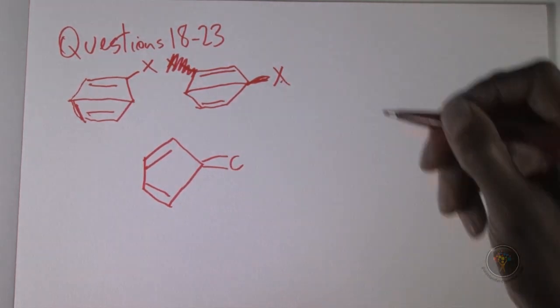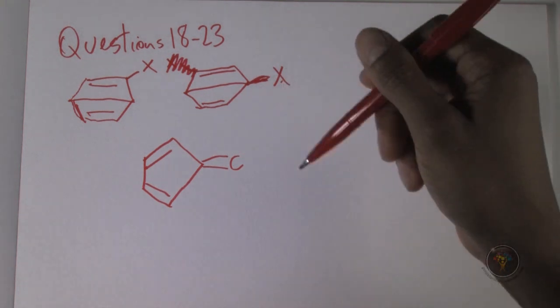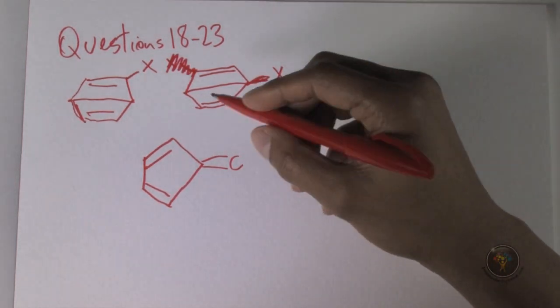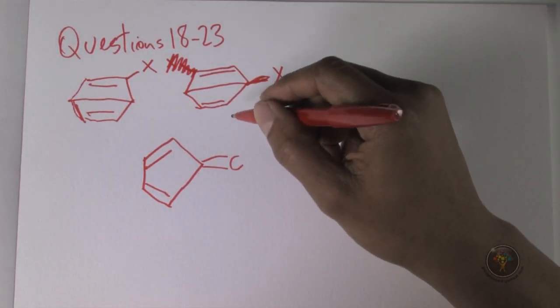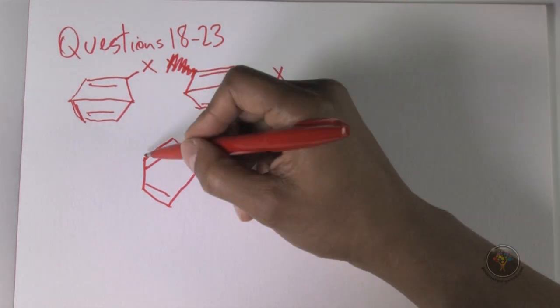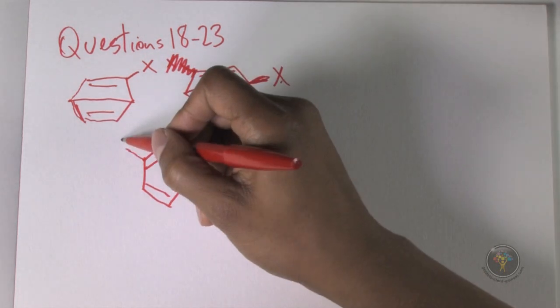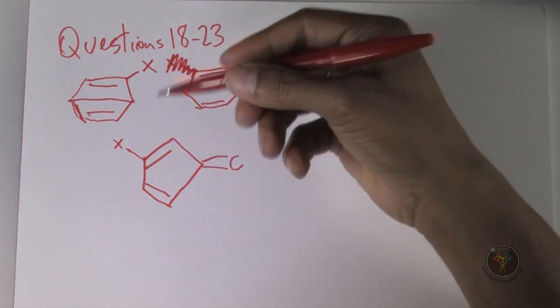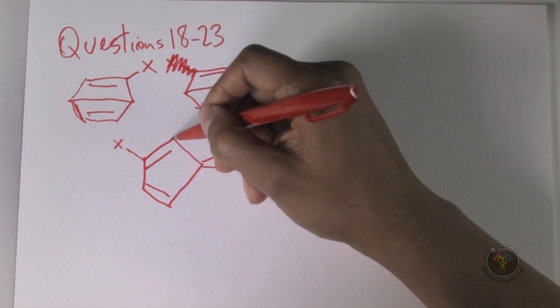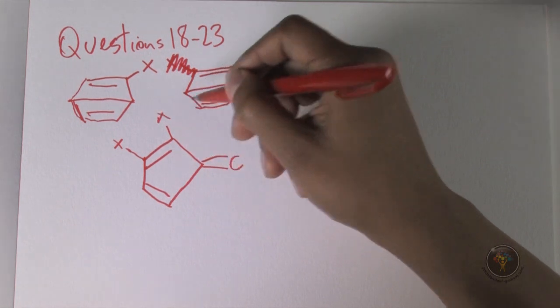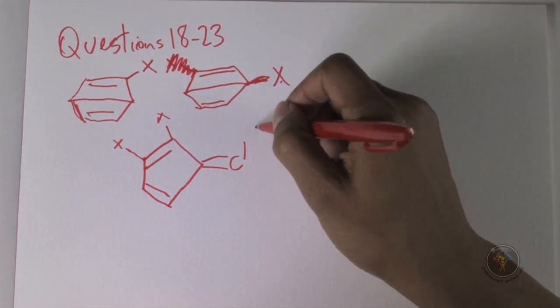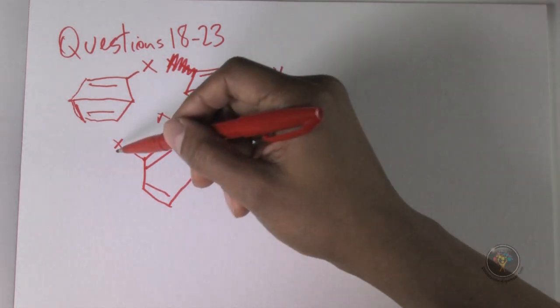And I'll just put a carbon here just for clarity. So we can put the different places where we can put a hydrogen. We can put one here. Okay, we can put an X group or halide. We can put one there. We can put one here, and we can put one here. Those are the places where hydrogen lives.